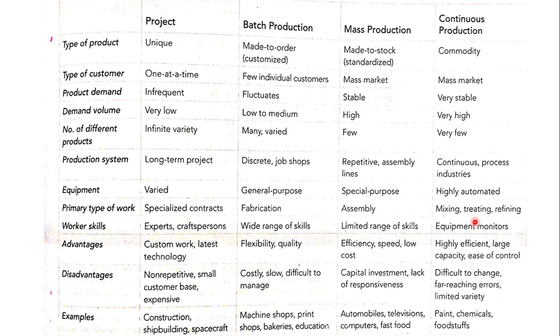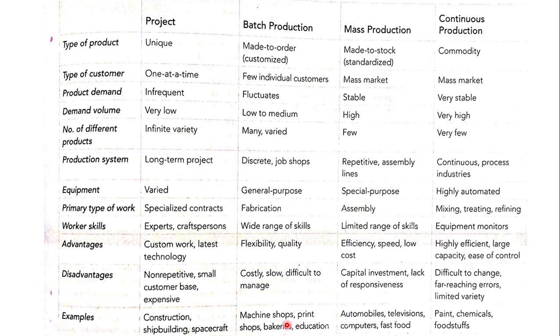Moving ahead, for a project, what are the advantages? Customer work, latest technology. For batch, flexibility and quality. For mass production, speed, low cost, high efficiency, ease of control. Disadvantages of project are non-repetitive, small customer base, very expensive. For batch production, costly, slow, difficult to manage. Mass production, capital investment, lack of responsiveness. For continuous production, difficult to change, far-reaching errors, limited variety.